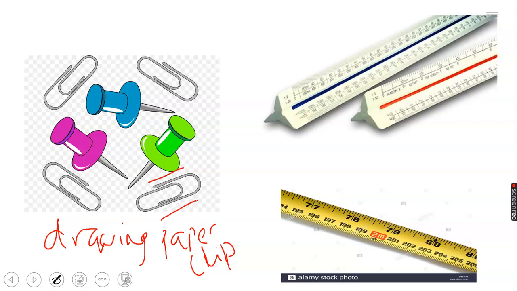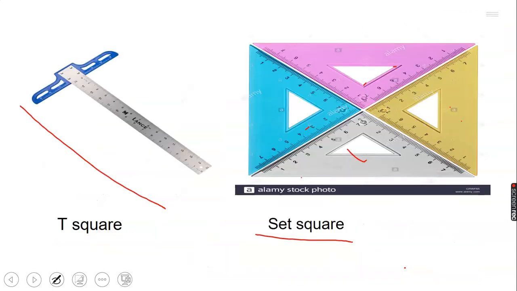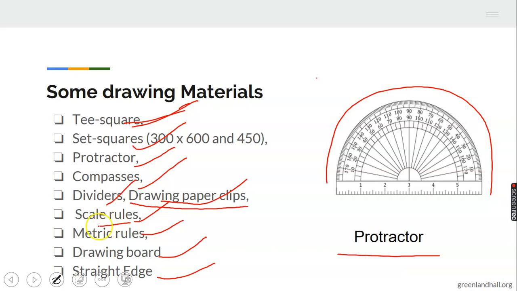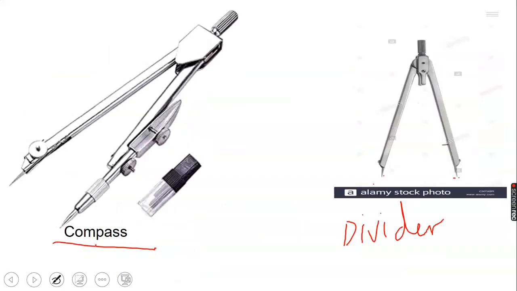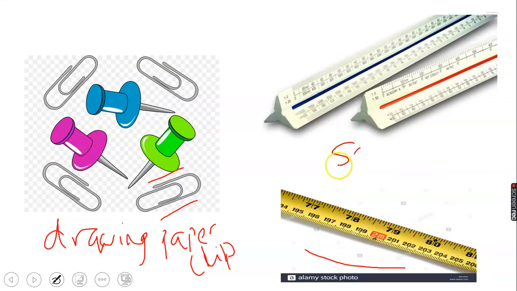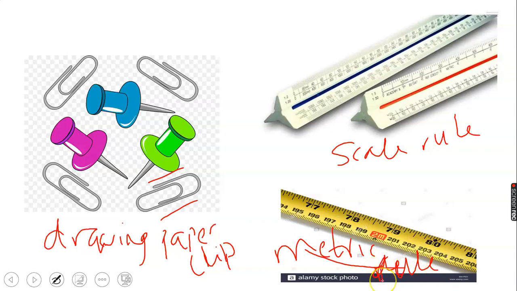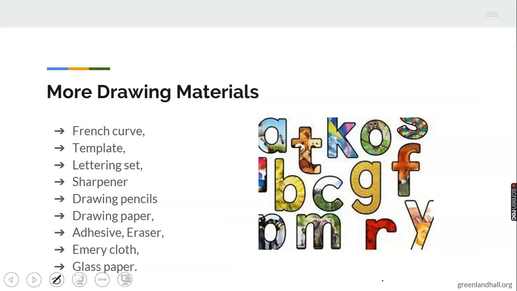Then we have metric rule. That's it there. It's a metric rule used for drawing. And we have scale rule. We have scale rule and metric rule. You can see them there. It's used for drawing, for measuring while drawing. Okay. Now let's quickly go to the next drawing materials.